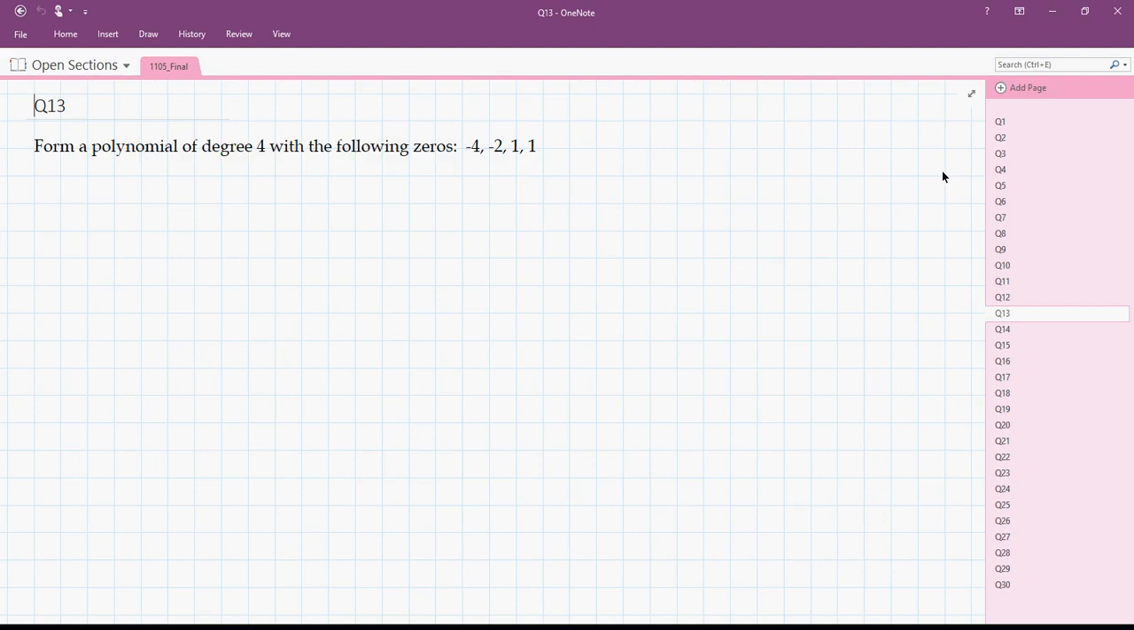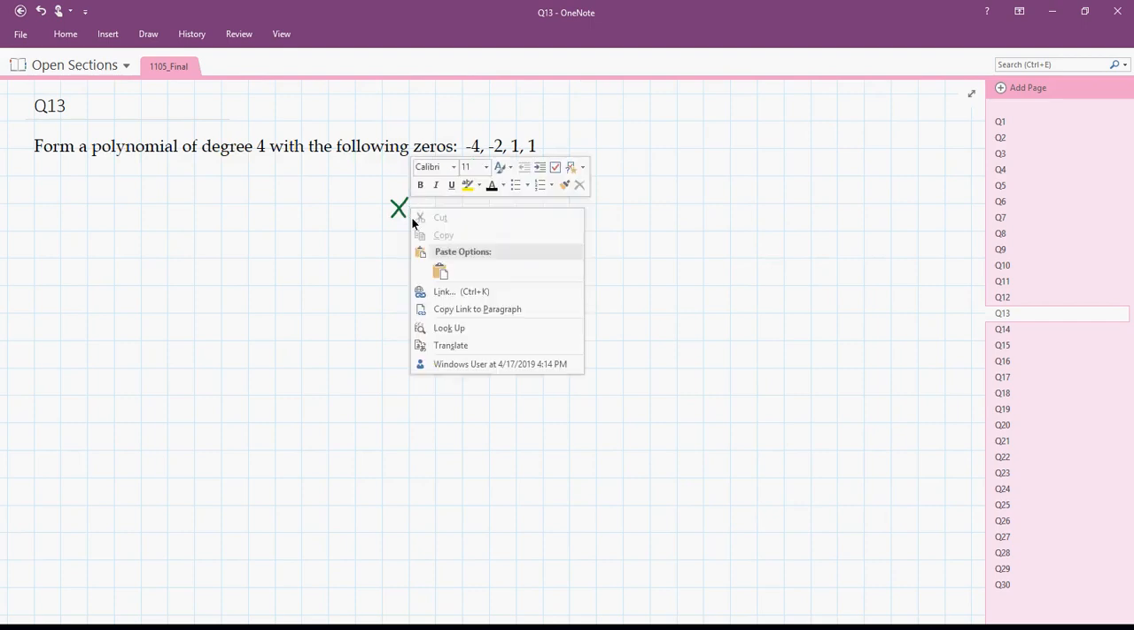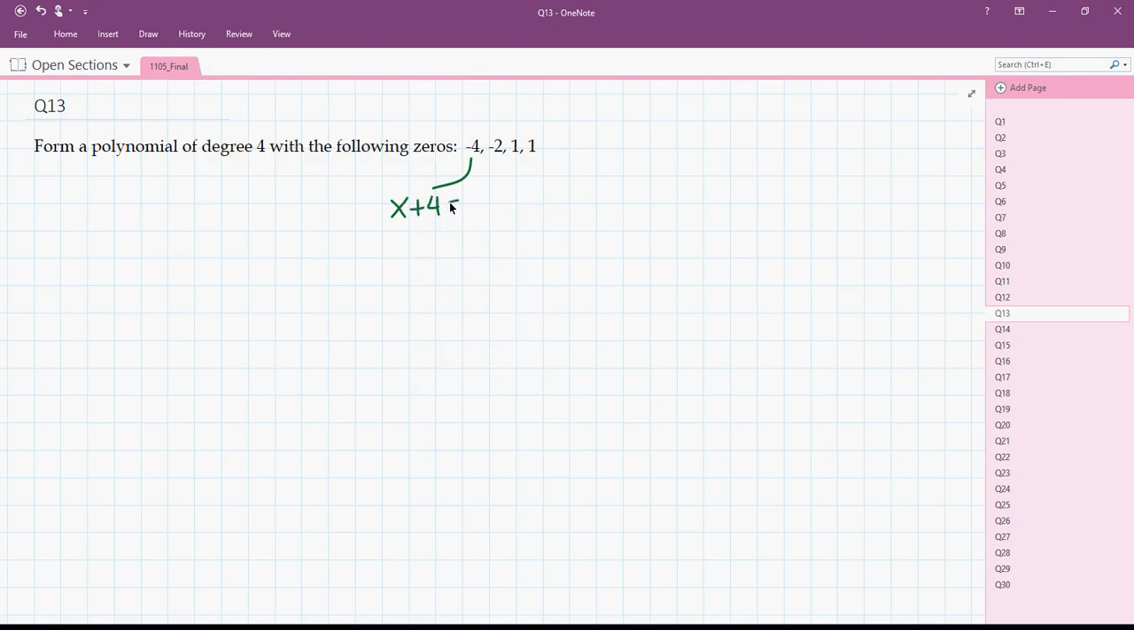We know everywhere we have a 0, we can also write down an equivalent multiplicative expression. So for negative 4, we know that has to be related to x plus 4 equals 0. That's how we arrived at that solution. So in multiplicative sense, that becomes x plus 4 times x plus 2 times x minus 1 times x minus 1 equals 0. If we solve this, we would get -4, -2, +1, and +1 as our roots.